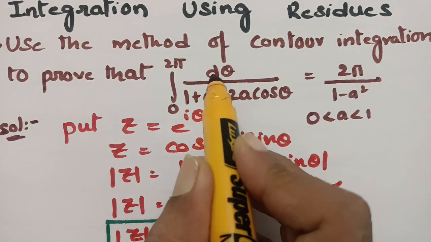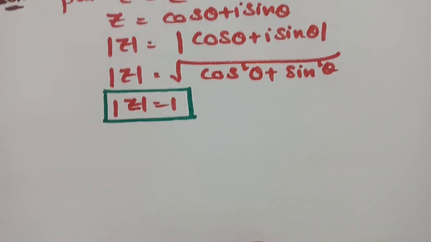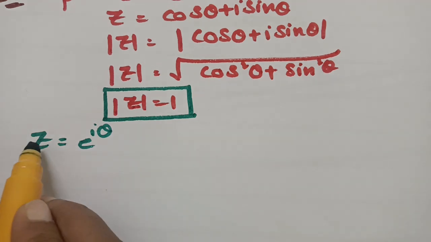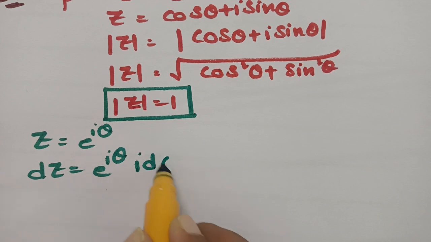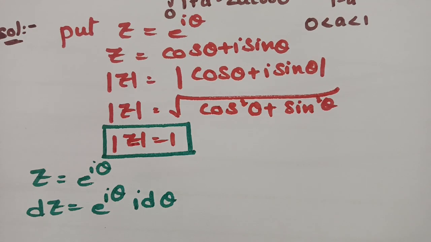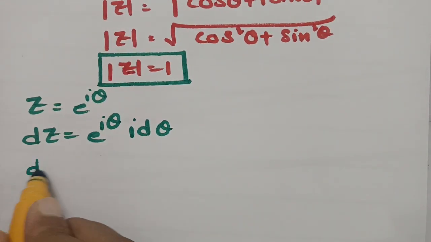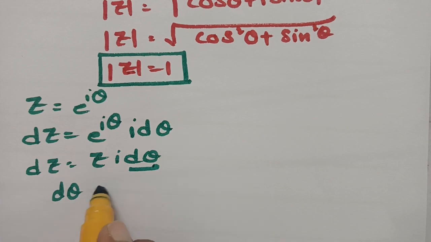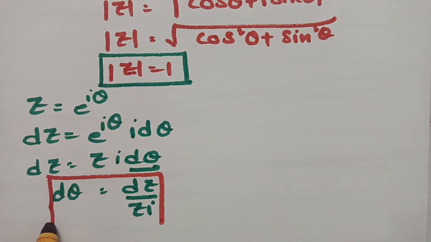So we need the dθ value here. How will we get dθ? As we have z equals e^(iθ), if I differentiate on both sides, dz is equal to e^(iθ) again, and i into dθ. So e^(iθ) is nothing but z. Clear? And therefore dz is equal to zi into dθ. Therefore our dθ value is equal to dz by zi. Clear? So we got the value of dθ as dz by zi.